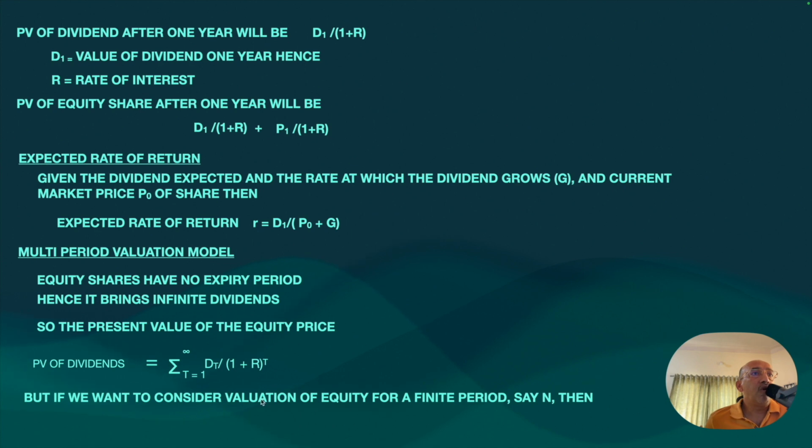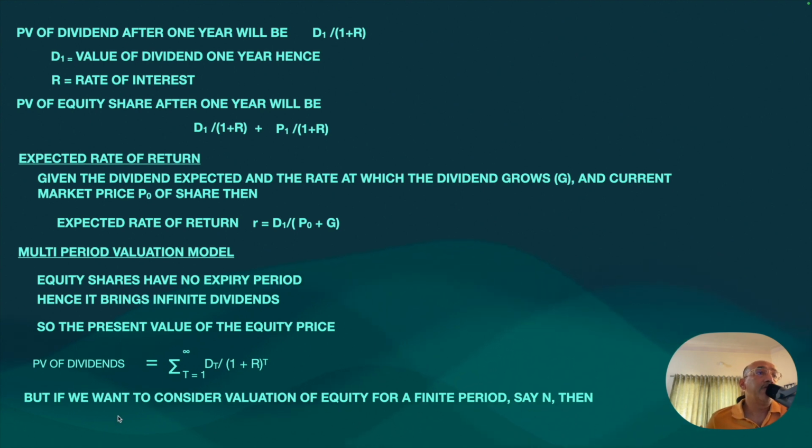But if we want to consider the valuation of equity for a finite period, say N, see this is the equity price. Since in the multi-period valuation model we are considering that the company is going to give infinite dividends, the equity price will be just equal to the present value of all the dividends that are going to be received infinitely. That is going to be the equity price.